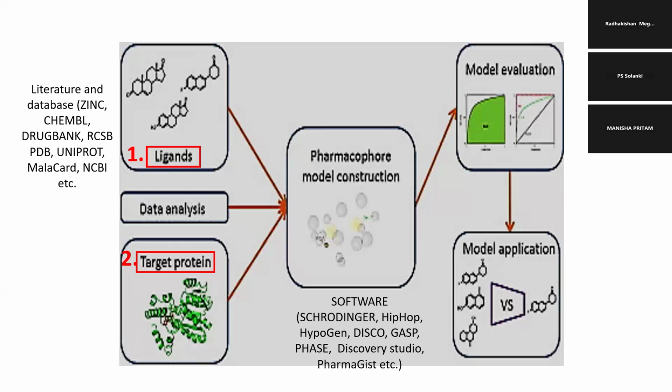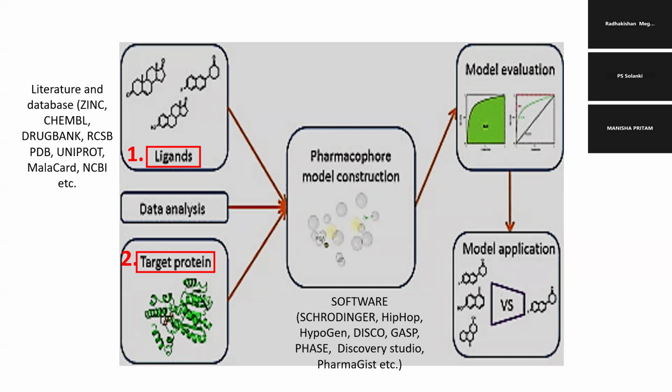For ligands, you can use ChEMBL or you can use ZINC. There are some natural product databases also, which you can download from COCONUT or other databases. If you talk about the target protein, you can download the structure from the RCSB Protein Data Bank. So using these two different approaches, ligand-based and target-based, you can design your pharmacophore model.